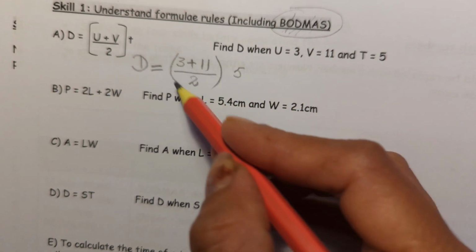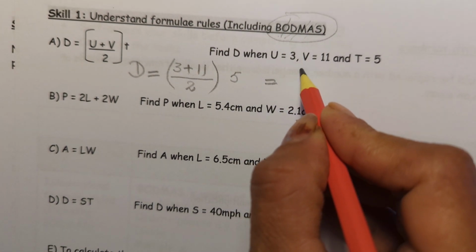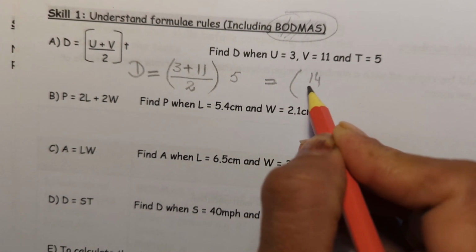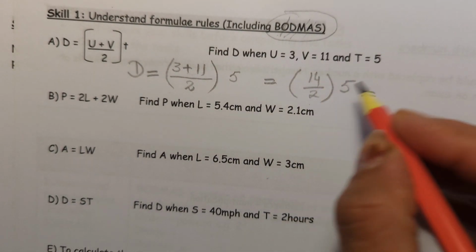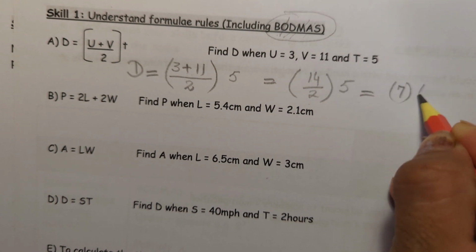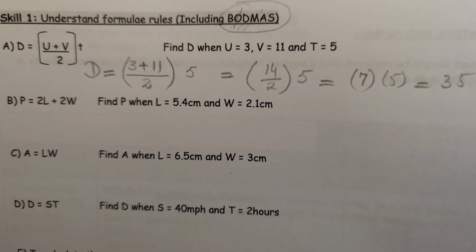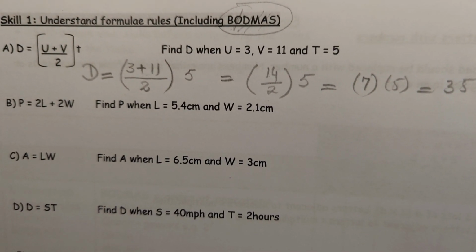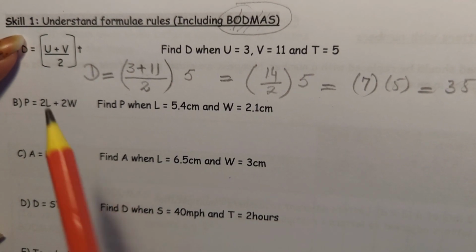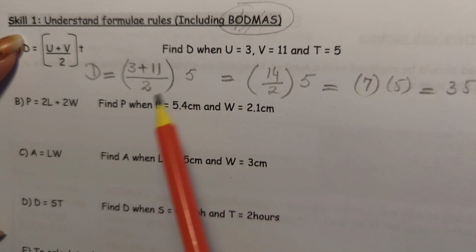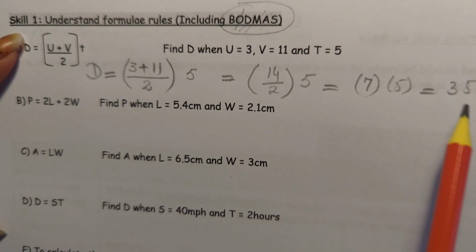First of all we will solve the brackets, and inside the brackets we have to do the addition first. 3 plus 11 is 14, divided by 2 is 7, times 5, the answer will be 35. So this is the way you will solve the given formula, or equation. Just put the values in the given formula and then simplify it, right?